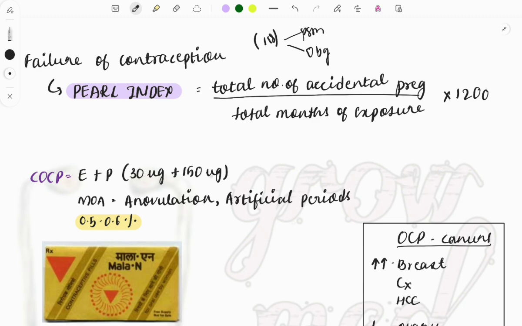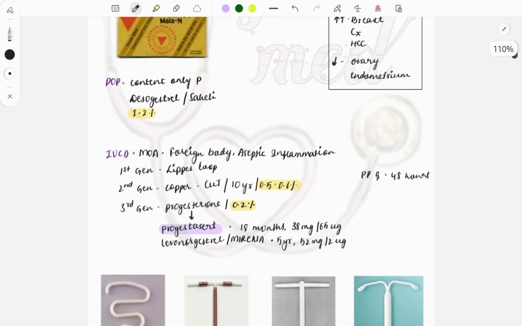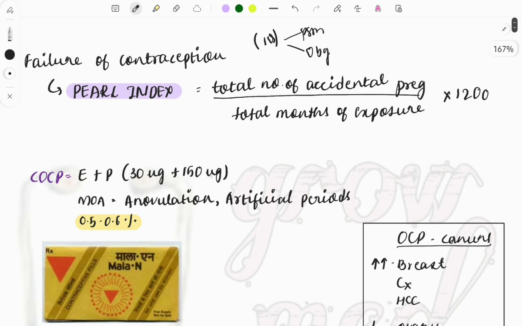I have covered all the points on contraception in a single PDF, so you just read this one PDF and all the points will be cleared. Pearl index was a PYQ. I don't remember exactly which year; I think 2018 it was asked, and also 2017 or 19 in the FMG.